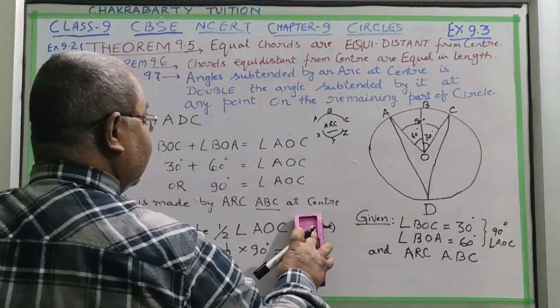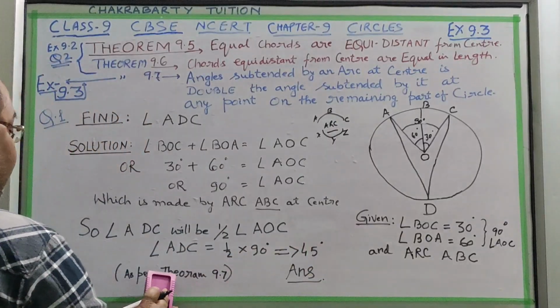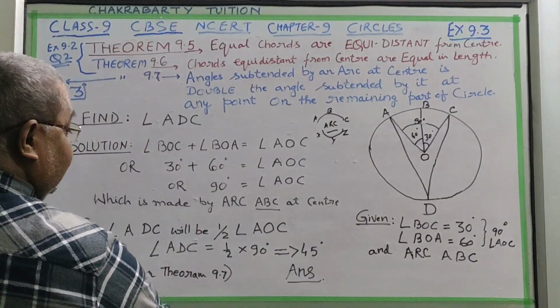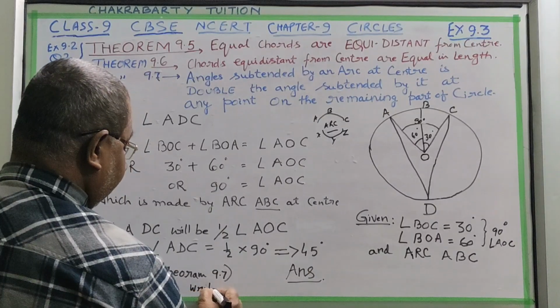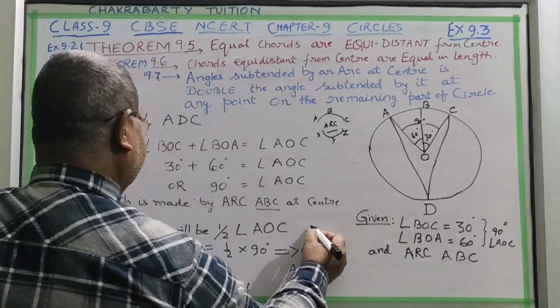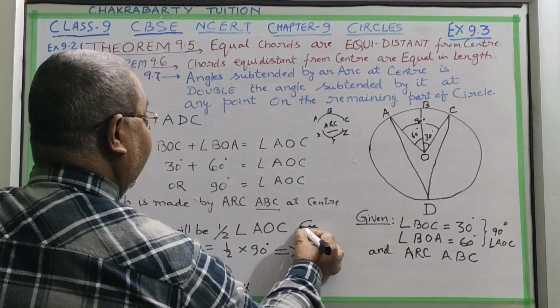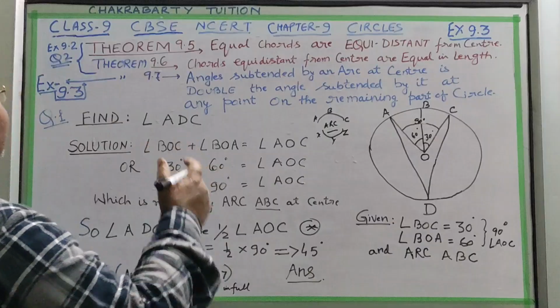The theorem number may vary, so you need not write the theorem number because it is given in the book. So here you write the full theorem, the full sentence, in full. So question number 1 is over.